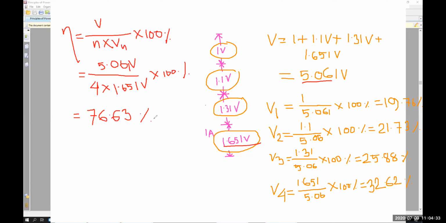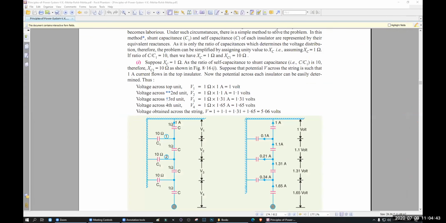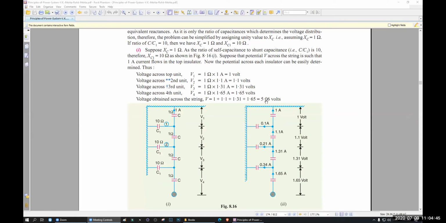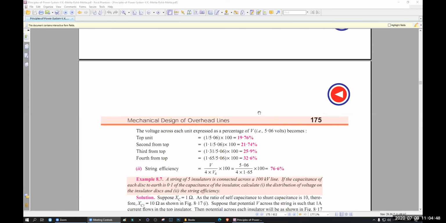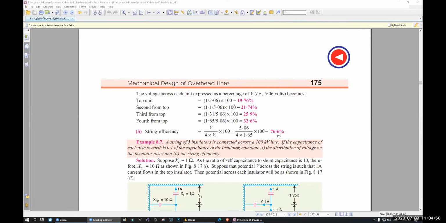Okay, that is the string efficiency, 76.63. Understand, everyone? Yes, sir. Okay, let's do another one. And see, their voltage was 5.06 and the ratio was like this, and the efficiency was 76.6.